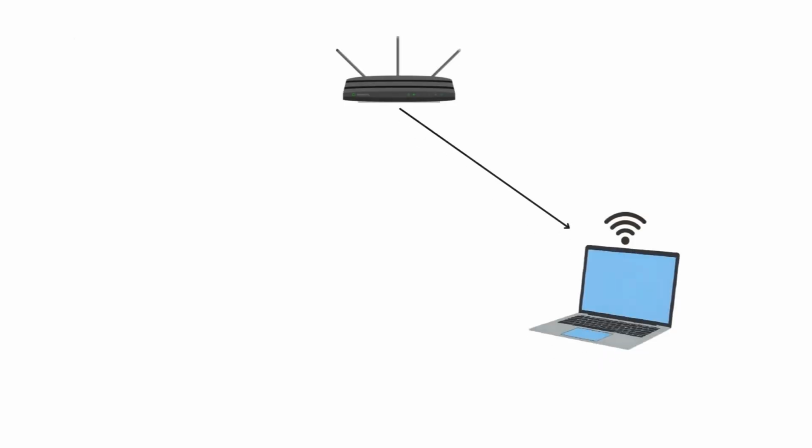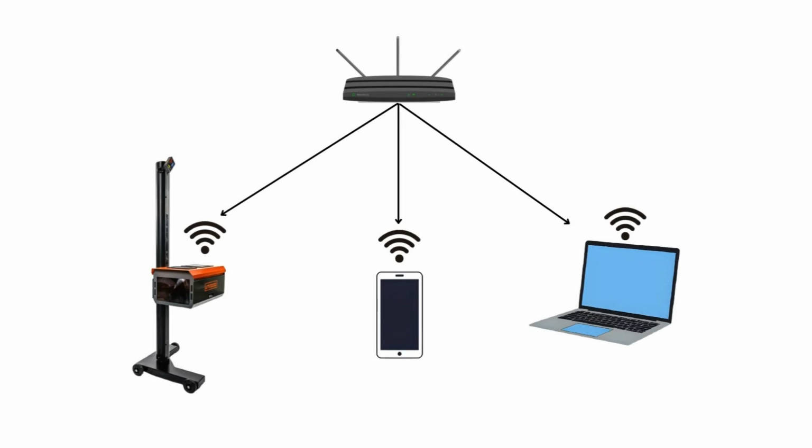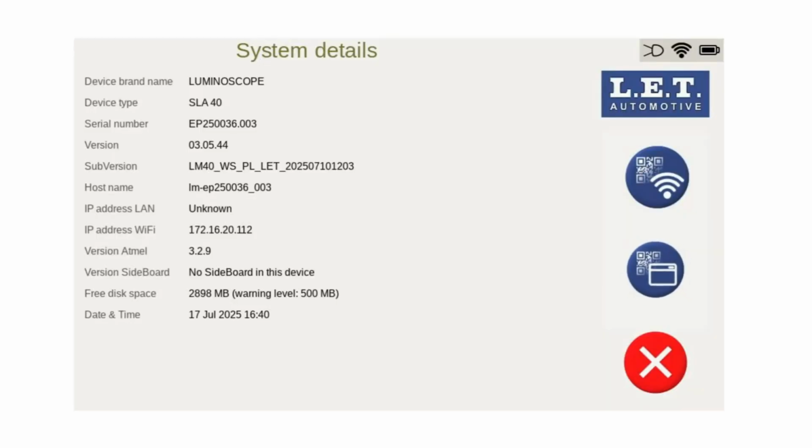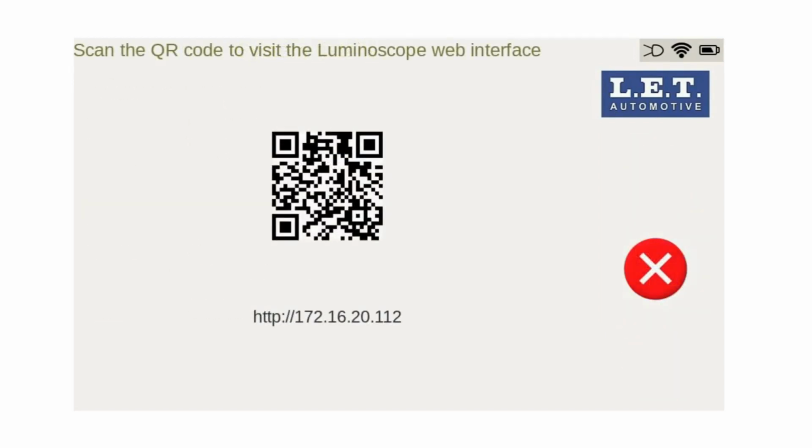If your Luminoscope is already connected to your Wi-Fi network and your mobile device is on the same network, there's no need to enable access point mode. Simply press the button below the Wi-Fi icon to view the IP address. Scan the QR code with your mobile phone or browse to this IP address on your computer.